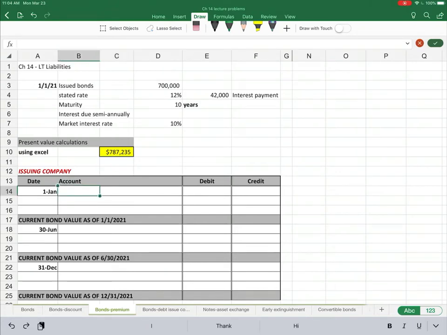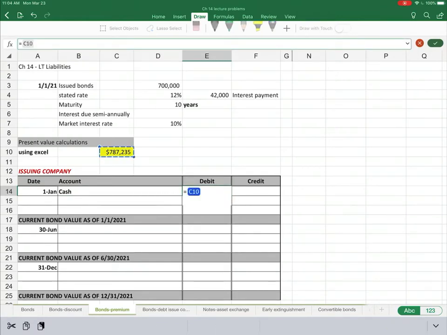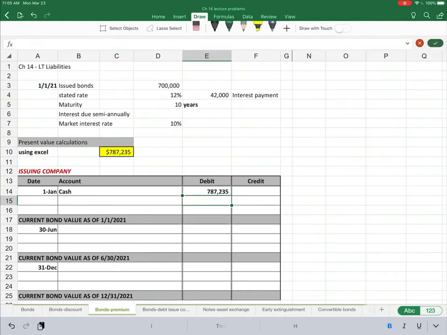On January 1st, we're going to make a similar entry as we did with the bond discount. We're first going to show the amount of cash that we are going to receive on day one. And again, the cash is directly related to the price of the bonds that we calculated, given the $700,000 future value, $42,000 payment, 20 periods, and a market interest rate of 10% divided by 2. The price of our actual bonds on January 1st is going to be $787,235. That's the amount of cash that we're going to receive on day one.